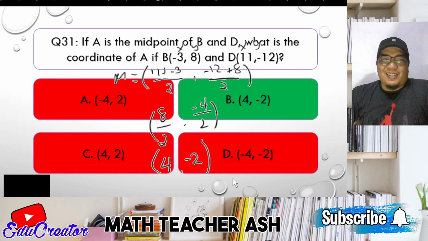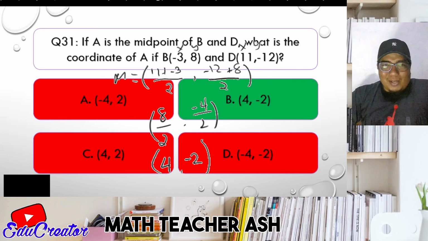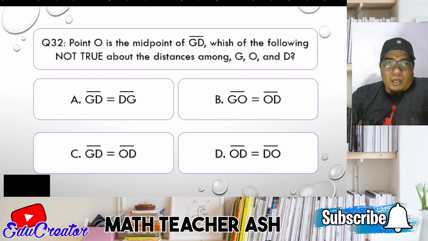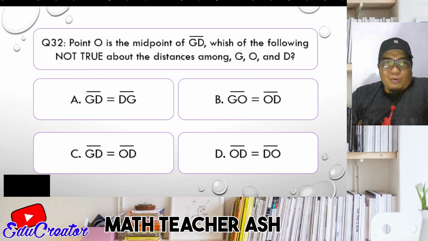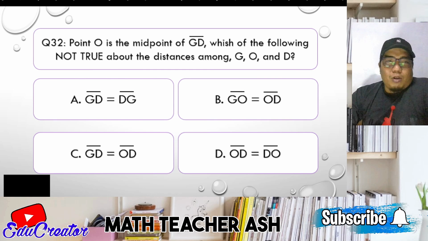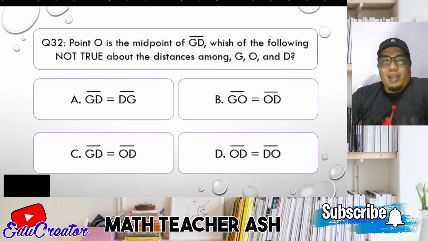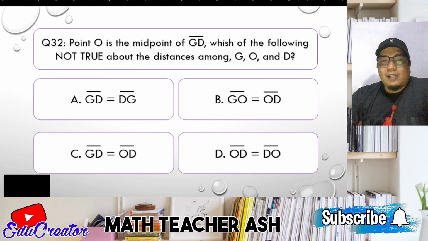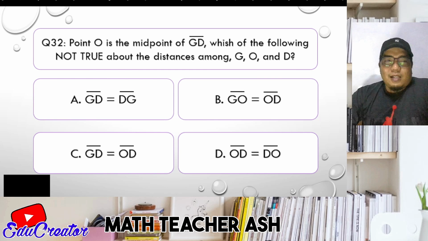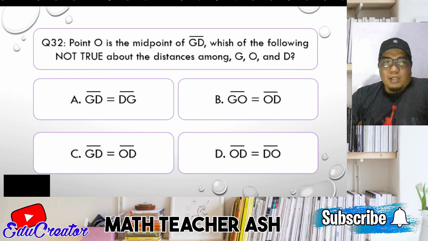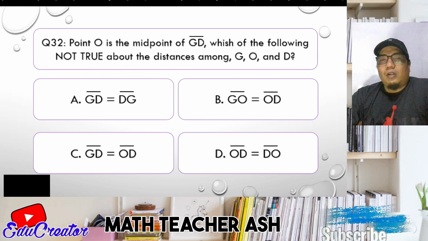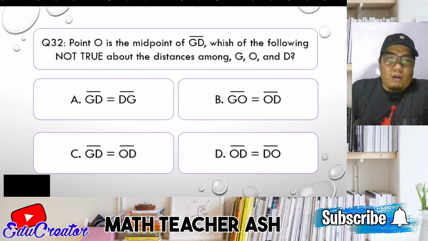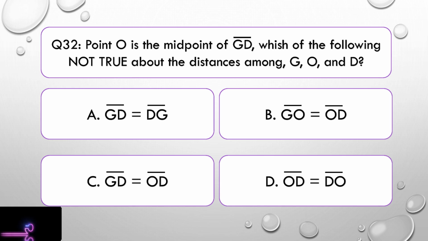Wow. Okay. Now, let us go to question number 32. Point O is the midpoint of GD. Which of the following, mali spelling, is not true about the distances among G, O, and D? A, line segment GD is equal to DG. B, line segment GO is equal to OD. C, line segment GD is equal to line segment OD. Or D, line segment OD is equal to line segment DO. Okay, 5 seconds to answer this question.